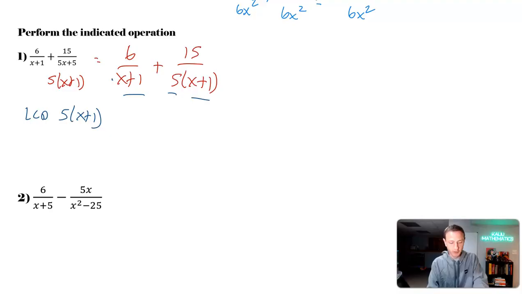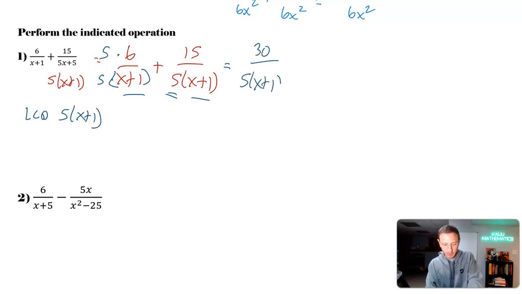So what does this fraction need? This fraction needs the factor of 5. Whatever I do to the bottom, I do to the top. And this one already has that factor of 5. So 5 times 6 is 30 over 5 times x plus 1, plus 15 over 5 times x plus 1.